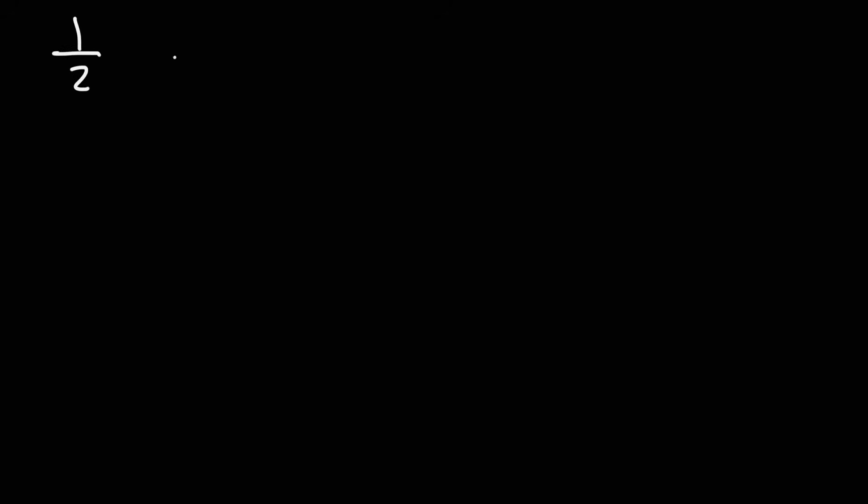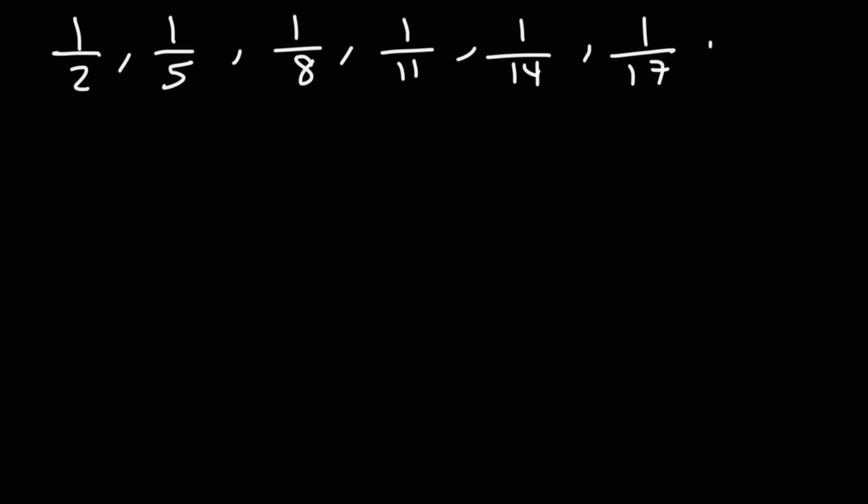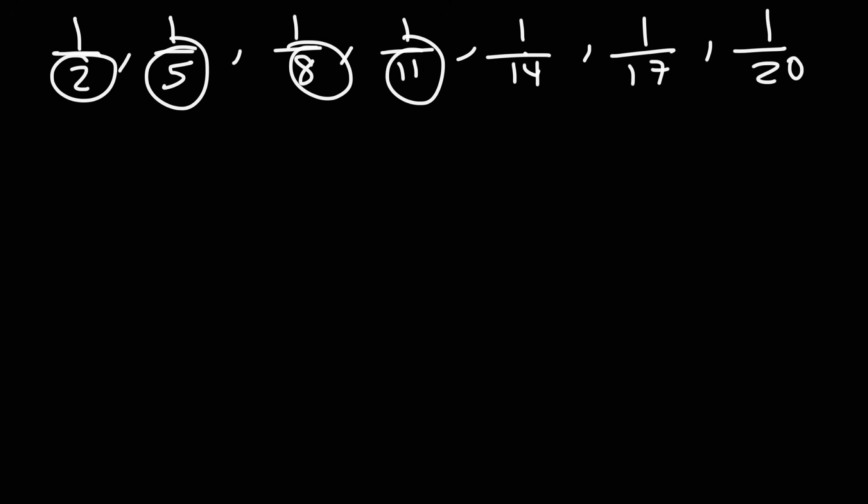So let's say we have the sequence 1 over 2, 1 over 5, 1 over 8, and so forth. Now notice that the denominators of these fractions, if you just look at the numbers 2, 5, 8, 11, 14, 17, they form an arithmetic sequence. But once you take the reciprocal of the data points in an arithmetic sequence, what you now have is a harmonic sequence.